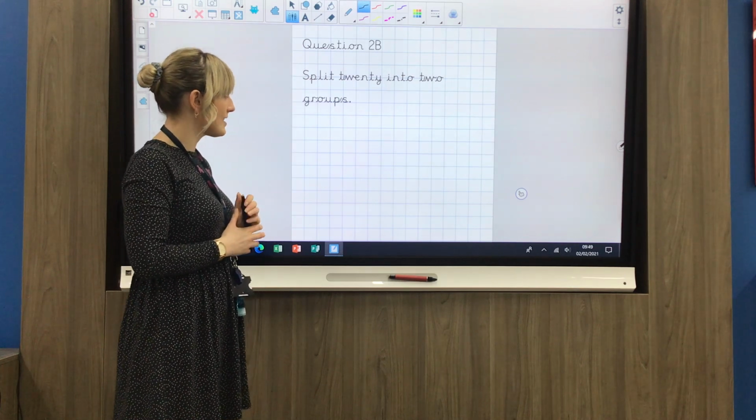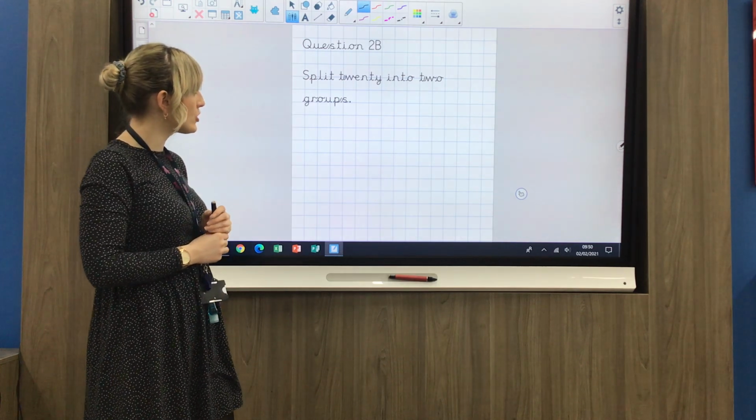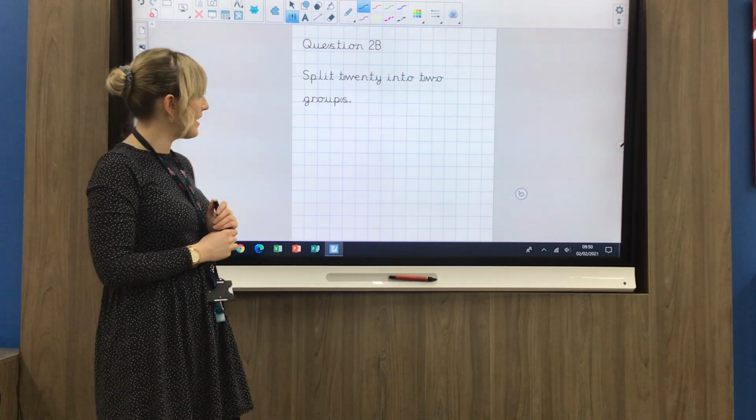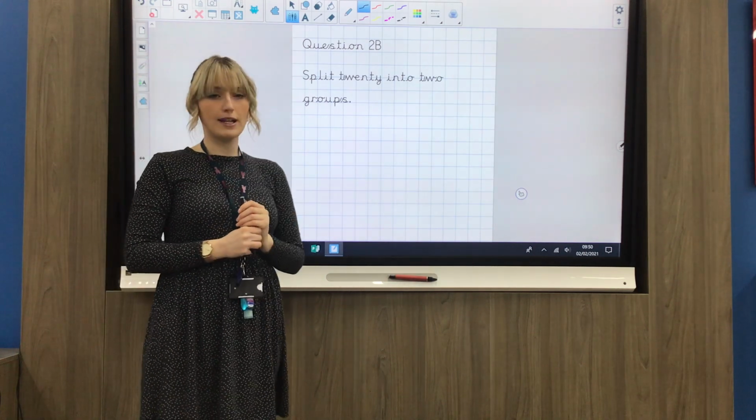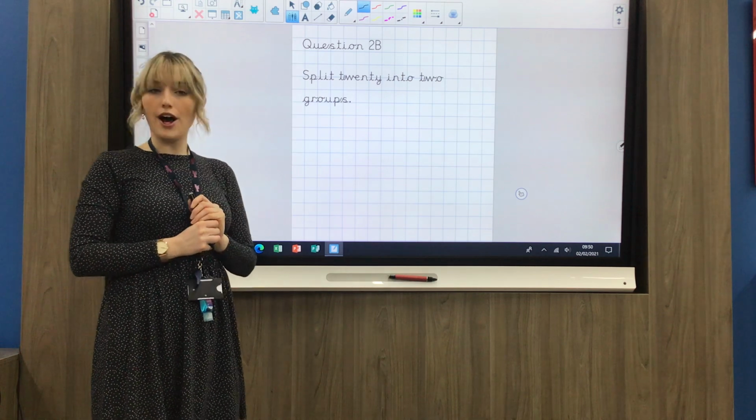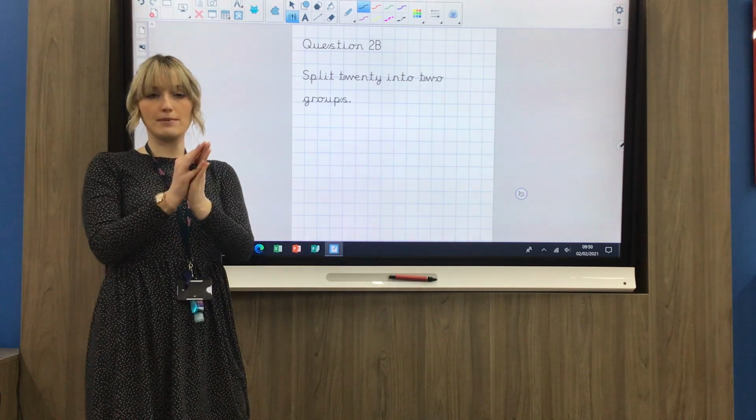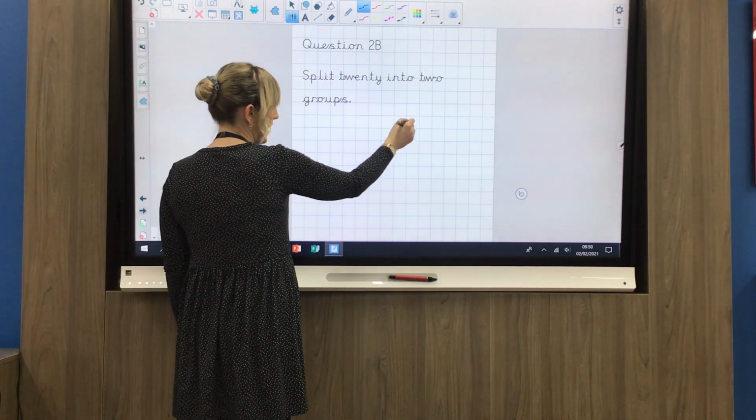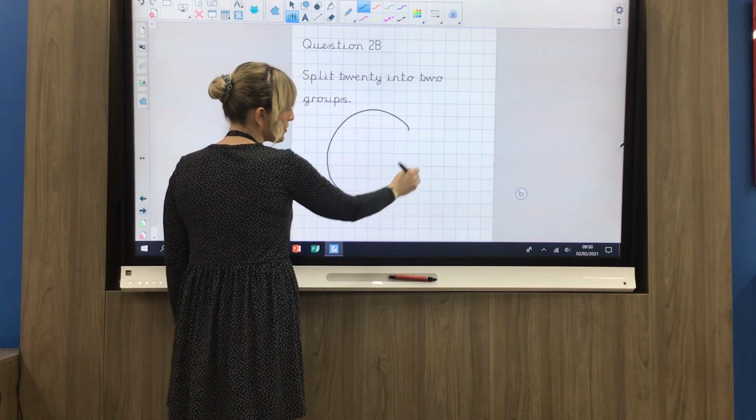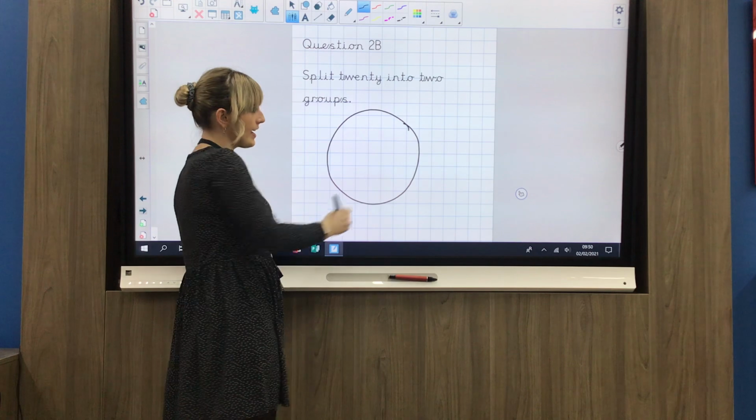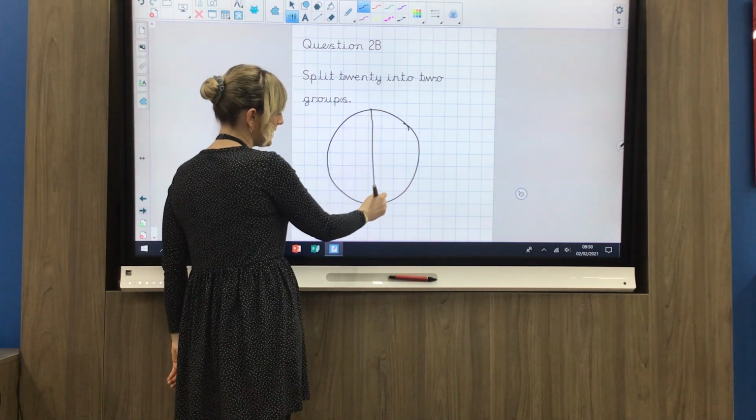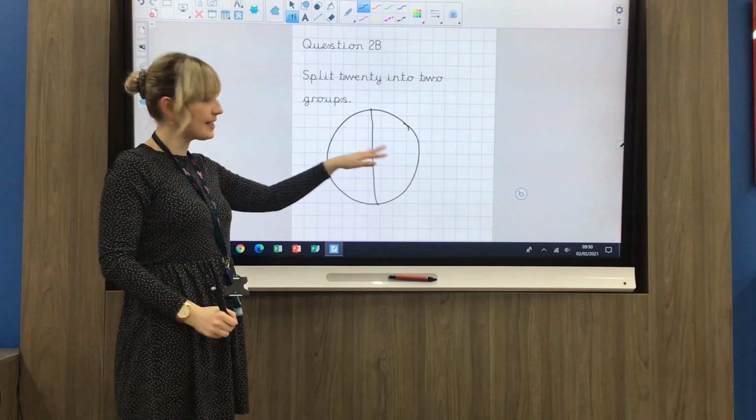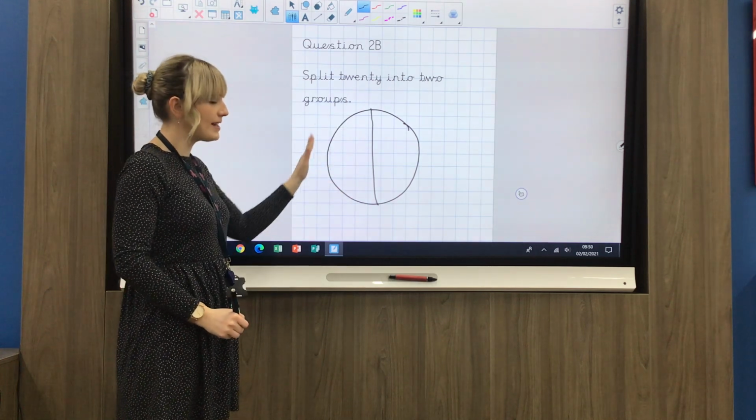Question 2B says split 20 into 2 groups. That's another way of saying split 20 in half, because when we're halving something, we're splitting it into 2 groups. So, to work this out, you could do some drawing. Okay, so there's my pizza. I'm going to split it in half, and I could share 20 equally to find out how many are in each group.